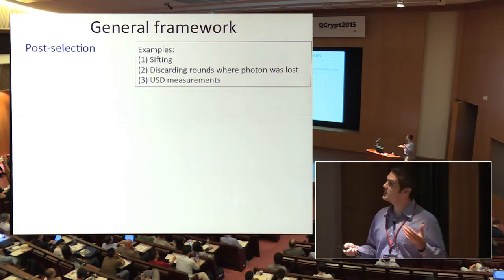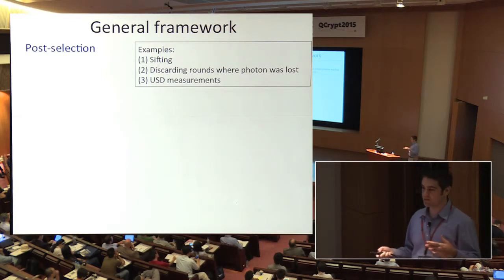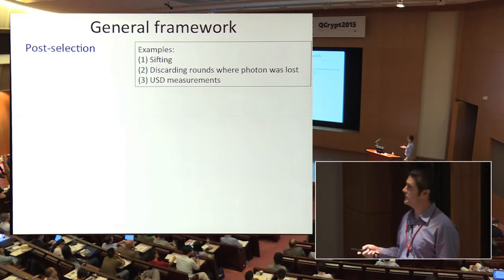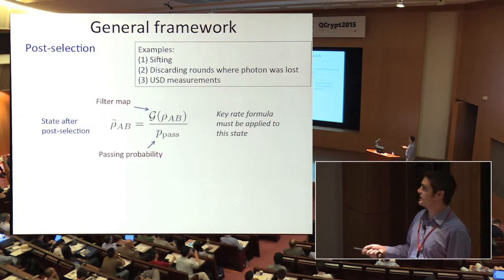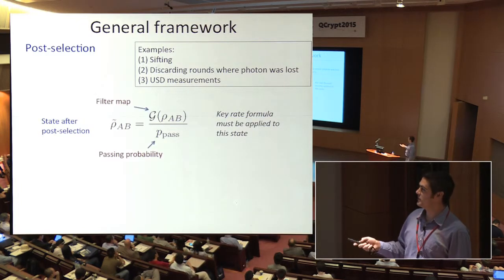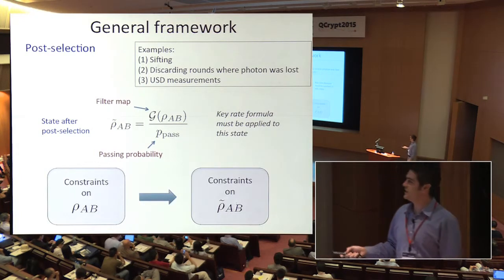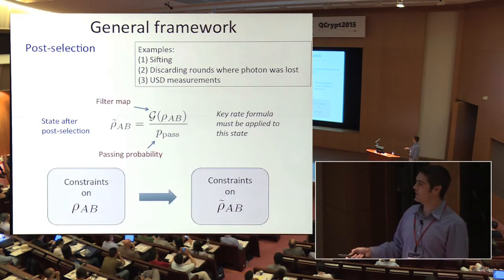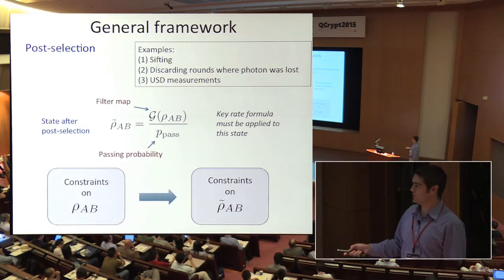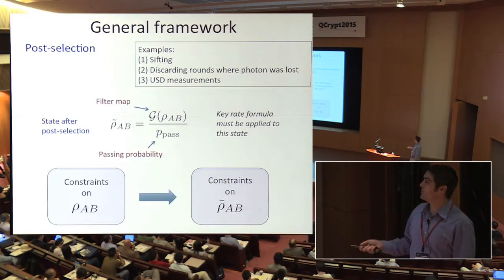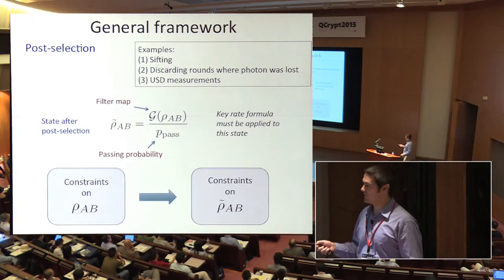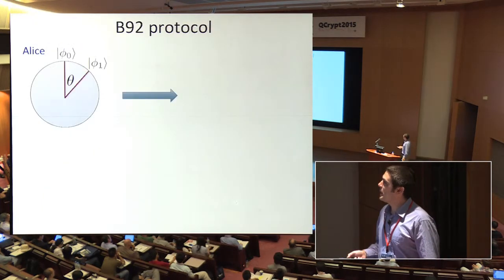We've also generalized our framework to protocols that allow for post-selection. For example, you might have sifting, or maybe you discard rounds when a photon is lost, or you may have a USD measurement. And the only tricky thing there is that we have to apply the key rate formula to the post-selected state, not the pre-selected state. And that involves translating your experimental constraints, which are actually on rho AB, into a corresponding set of constraints on the post-selected state. And that involves some careful thought that we've given it.